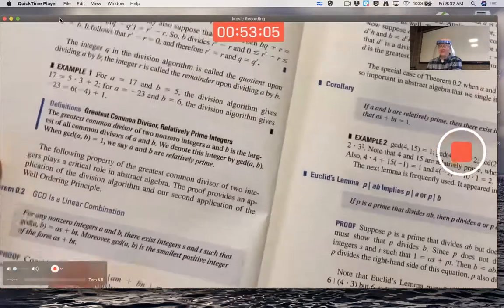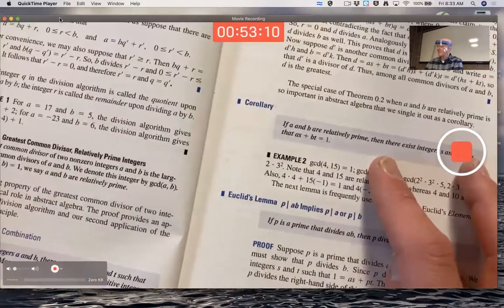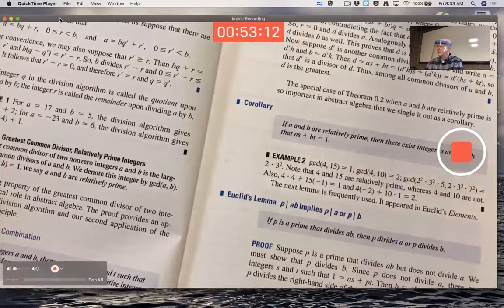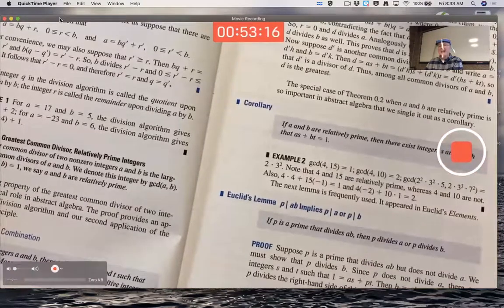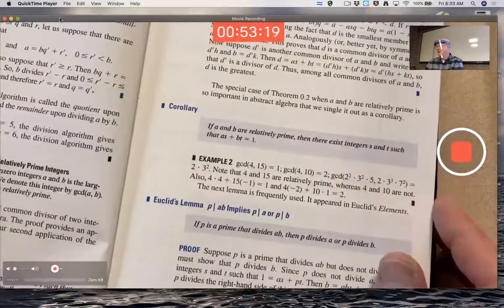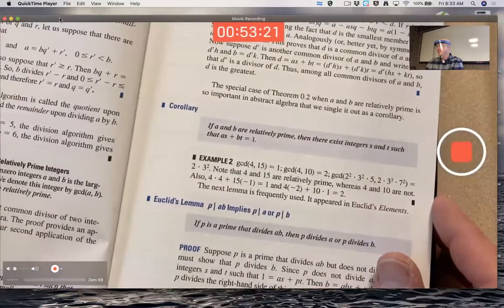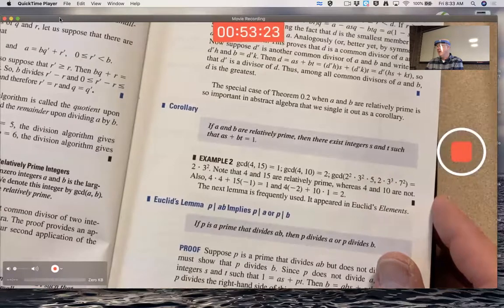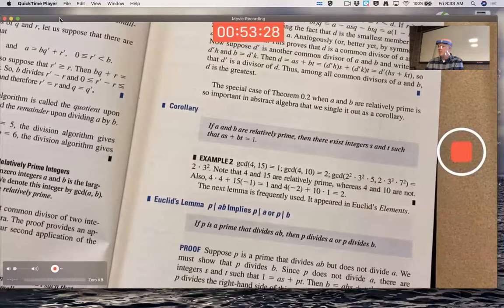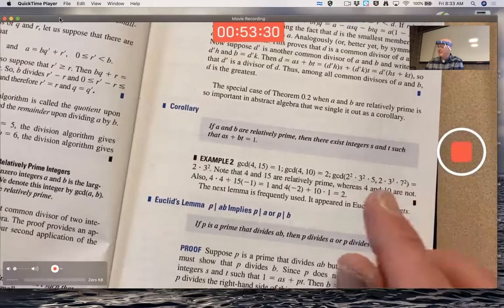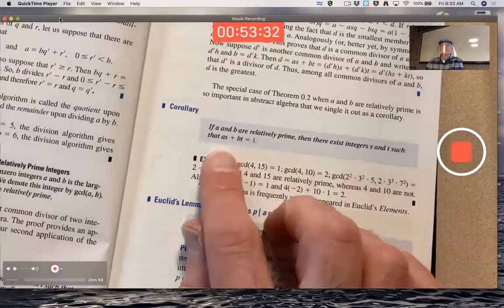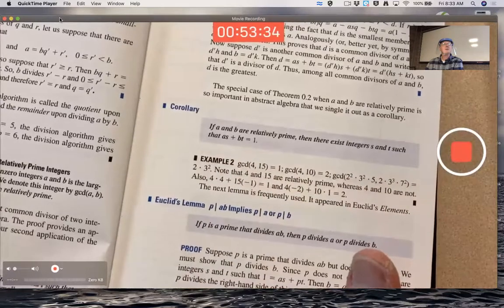There's our GCD as a linear combination theorem and its corollary. And the corollary, like I remarked, actually is an if and only if. I'm surprised the author didn't write it as an if and only if. A and B would be relatively prime as integers if and only if there exist integers s and t that make this equal to 1. It does work both ways.